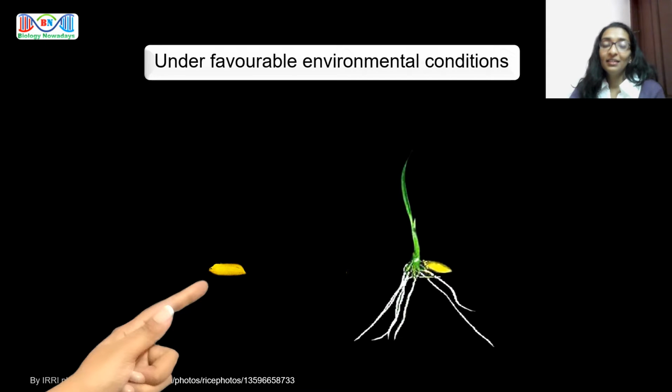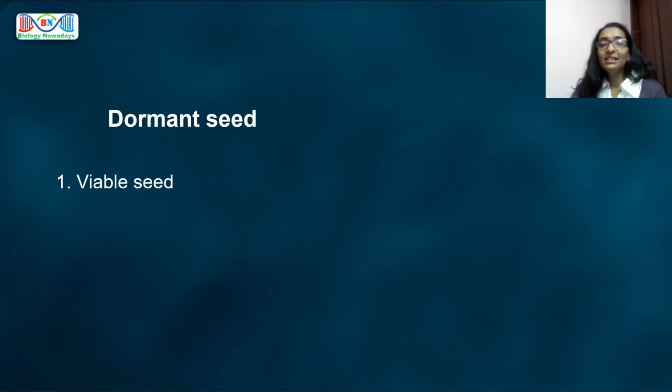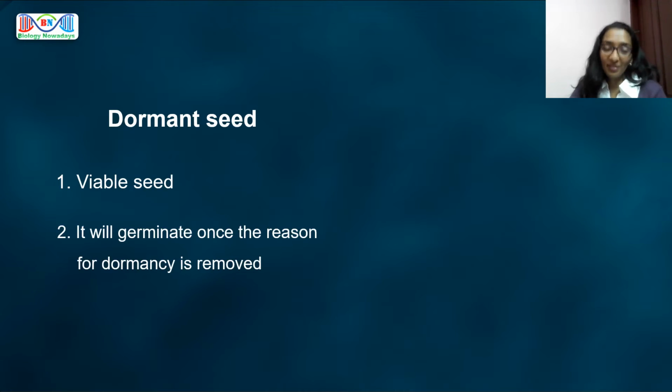So it is clear that the reason could be the endogenous control within the seed itself. Now we can say that this seed is undergoing a period of dormancy, or let's call this a dormant seed. A dormant seed is actually a viable seed, which may stay dormant for years or even centuries. It will germinate once the reason for dormancy is removed either naturally or artificially. We will discuss the natural and artificial processes for removal of seed dormancy later in this video.